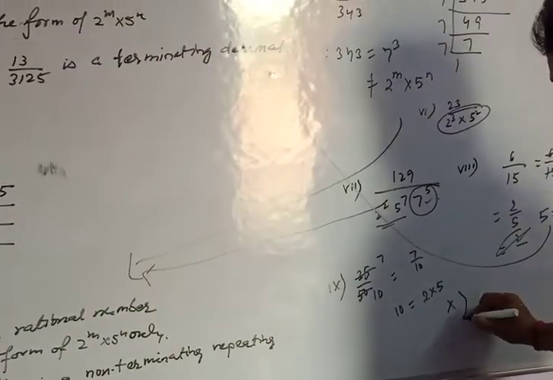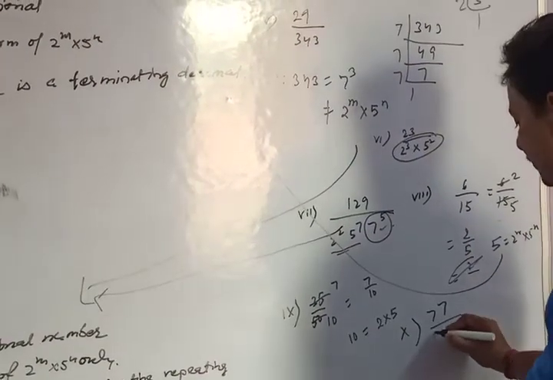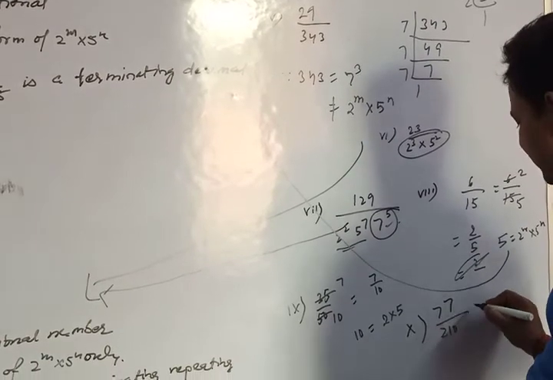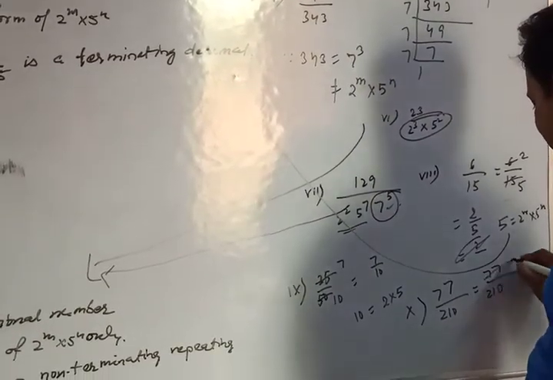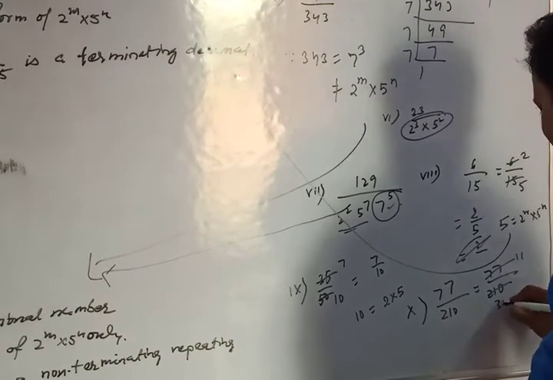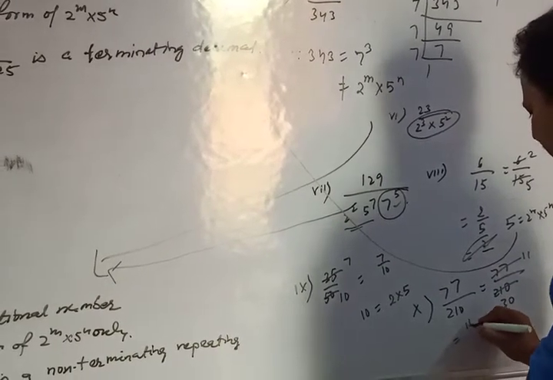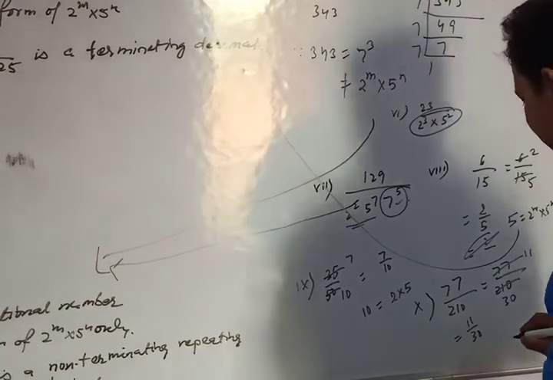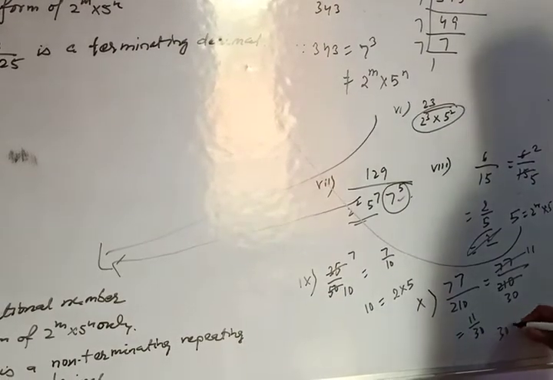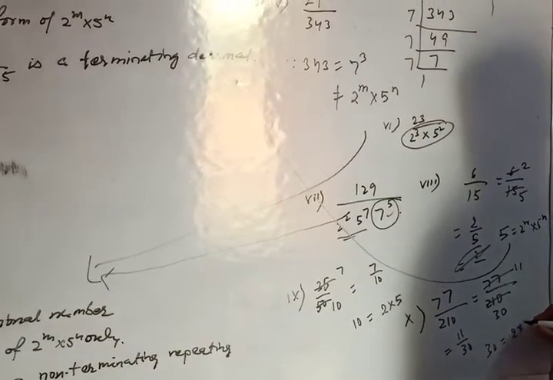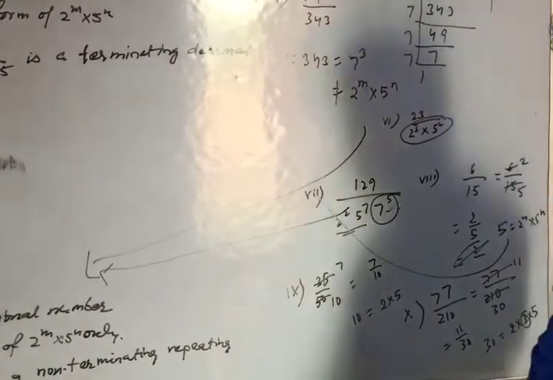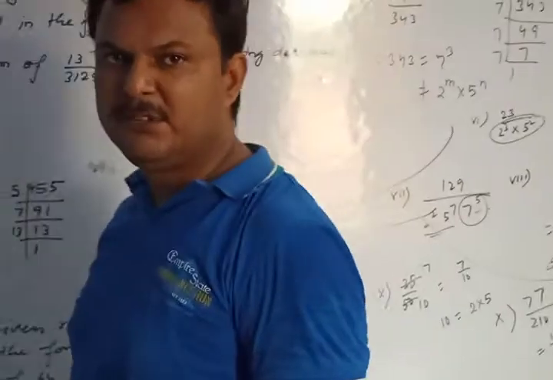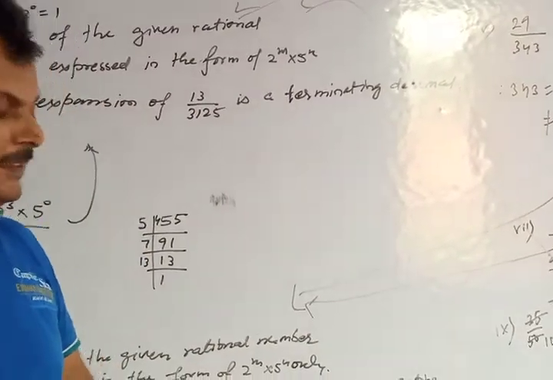Next, last question: 77 upon 210. It is divisible by 7, both numbers. First of all, cancel. 11 it becomes, 30 it becomes. Now it becomes 11 upon 30. Now prime factorize 30. The 30 can be written as 2 into 3 into 5. So here 3 is another prime factor. Its decimal expansion will be a non-terminating repeating decimal.